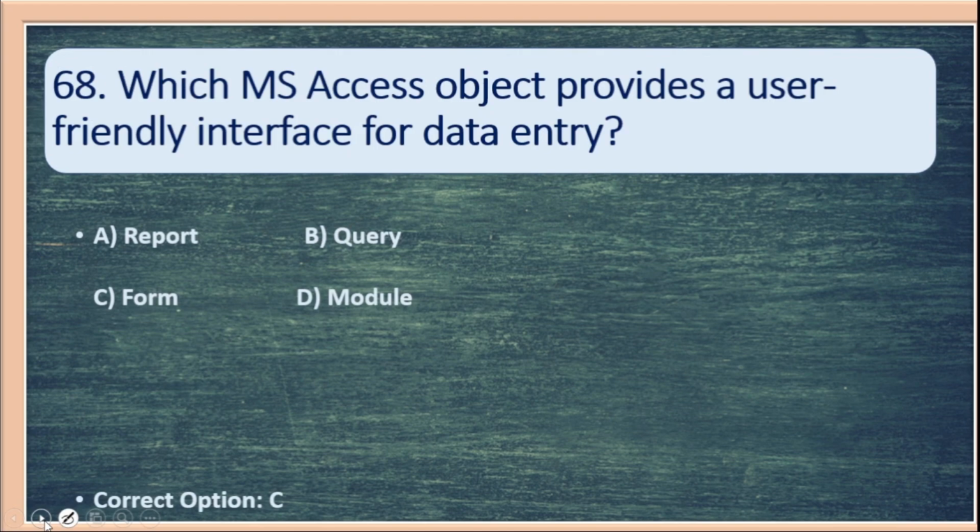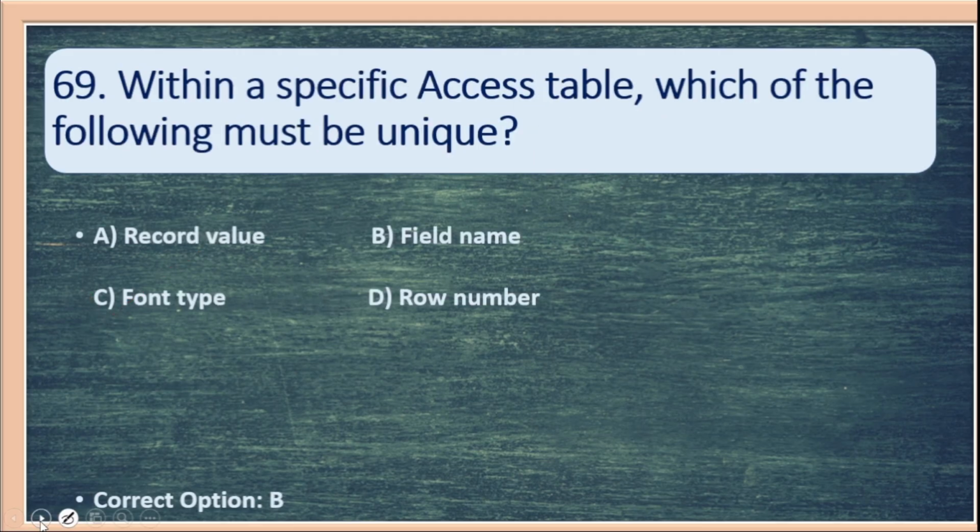Which MS Access object provides a user-friendly interface for data entry? Report, query, form, module. Answer is C, form. Within a specific Access table, which of the following must be unique? Record value, field name, font type, row number. Answer is B, field name.